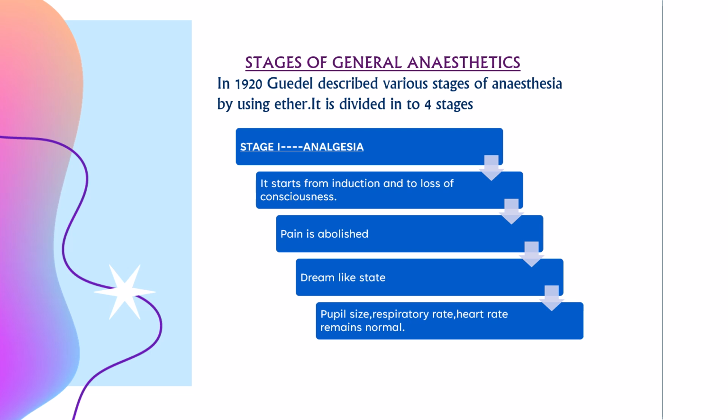When coming to the parameters they use to analyze in which stage the patient is: the pupil size, respiratory rate, heart rate and muscle tone. With the help of these they will analyze the patient. In the first stage, pupil size is normal, respiratory rate is normal, heart rate, everything is normal, and the muscles are completely relaxed. So this is the first stage, analgesia.